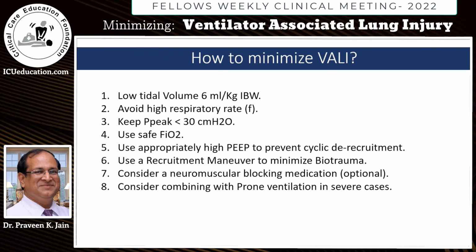So how do I minimize ventilator-associated lung injury? There are various things that we have seen. One, use a low tidal volume of 6 ml per kg ideal body weight. Two, avoid a high respiratory rate, more than what is normal. Keep the peak airway pressure less than 30 centimeters of water. Use a safe FiO2. Use appropriately high PEEP to prevent cyclic de-recruitment, and we shall see what appropriately high PEEP is. Use a recruitment maneuver to minimize biotrauma, and this is very important.